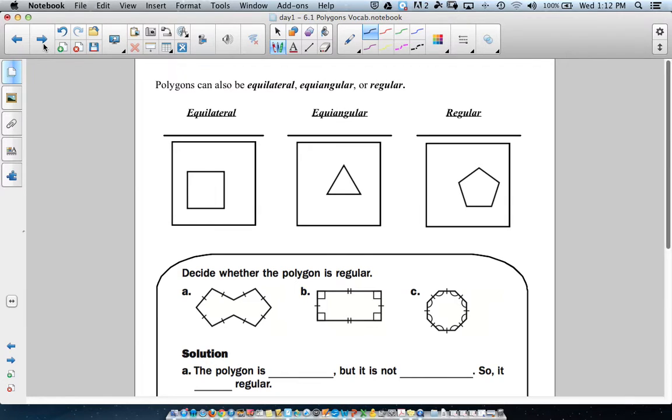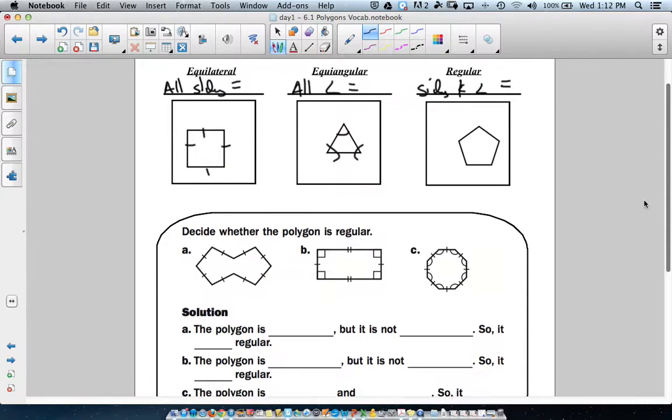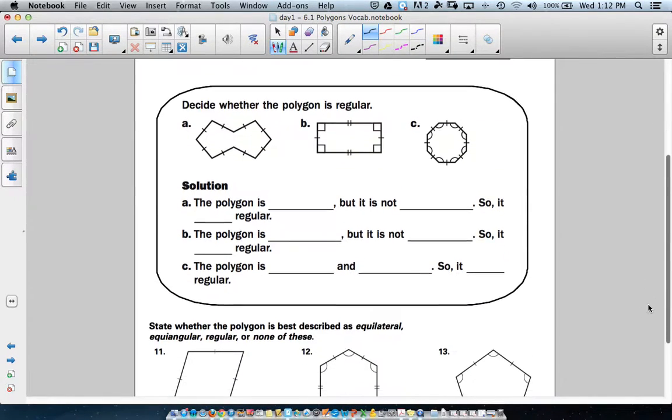Now, next page. Equilateral. Equilateral means that all sides have the same length. Equiangular means that all angles are equal. And what do you think regular means? Well, regular means that it is both equilateral and equiangular. So sides and angles are equal. That's what that means.